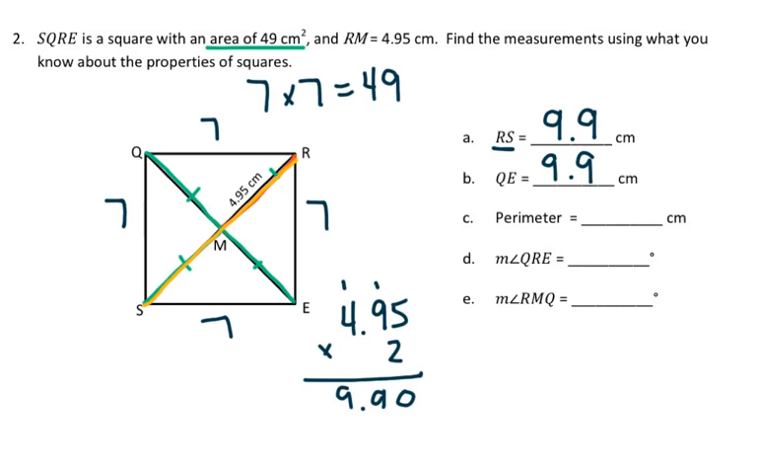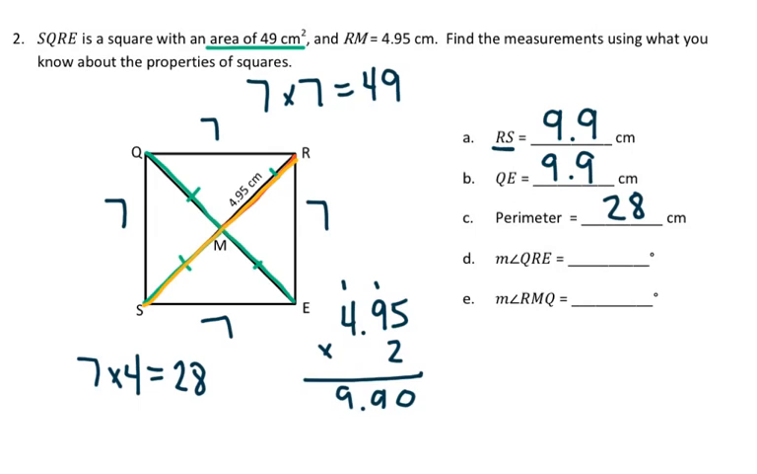Okay, and now C is asking for the perimeter, and the perimeter is adding all of the sides together, so we're finding the distance around. And it's going to be 7 times 4, because each side is 7, and it's the 4 sides. Okay, so 7 times 4 is 28, so that's 28 centimeters.